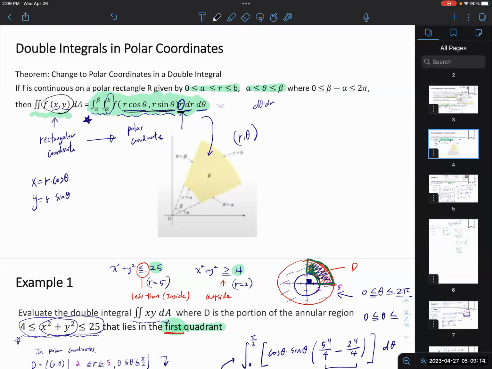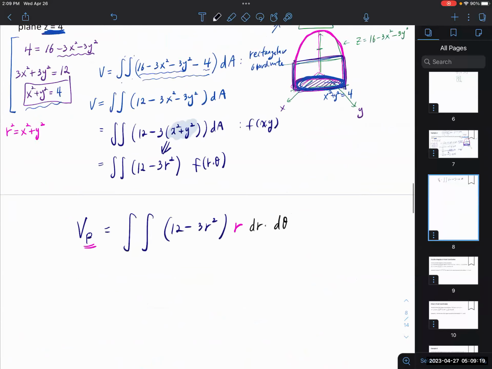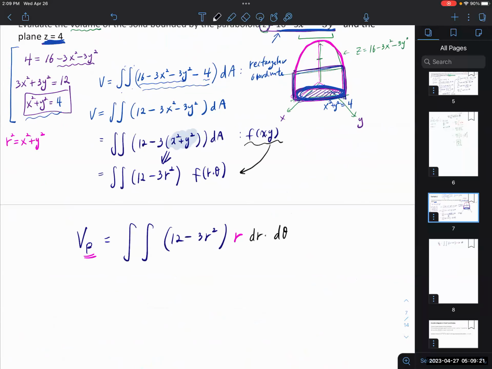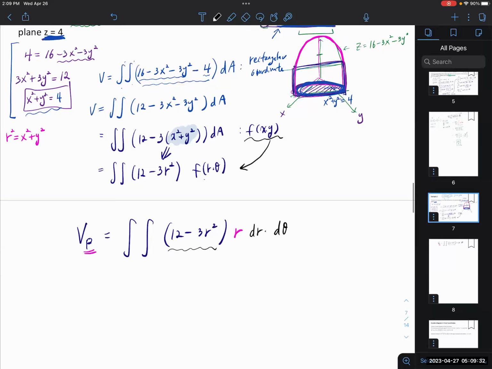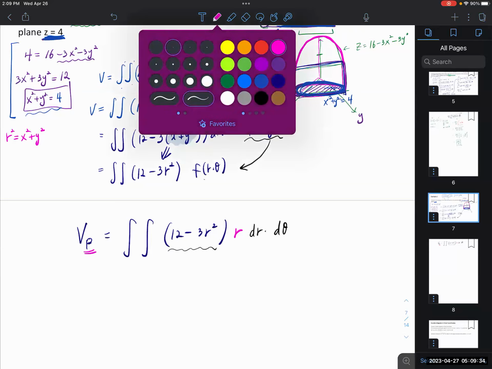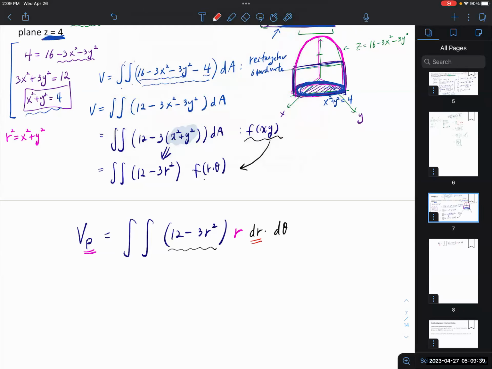So we converted this one into r comma theta. This is not going to be r cosine theta or r sine theta, because we just converted f of x comma y into f of r comma theta as 12 minus 3r squared. Then I multiply by r, dr and d theta. That's it. Now we could do the integral. So the dr is going to be here, d theta is going to be here. And just so you know, theta is going to be 360.